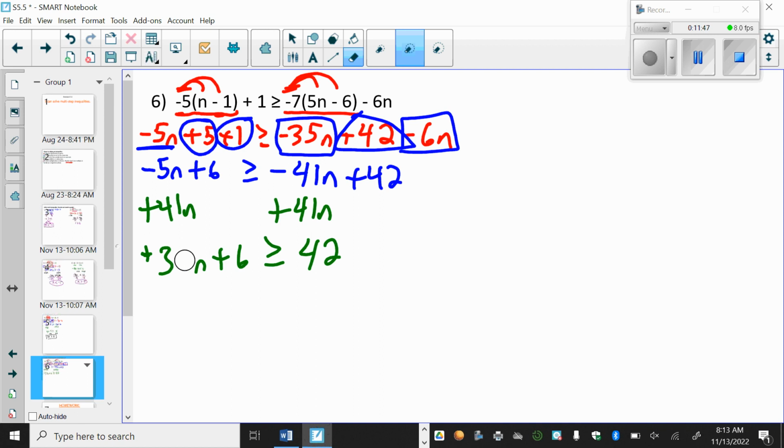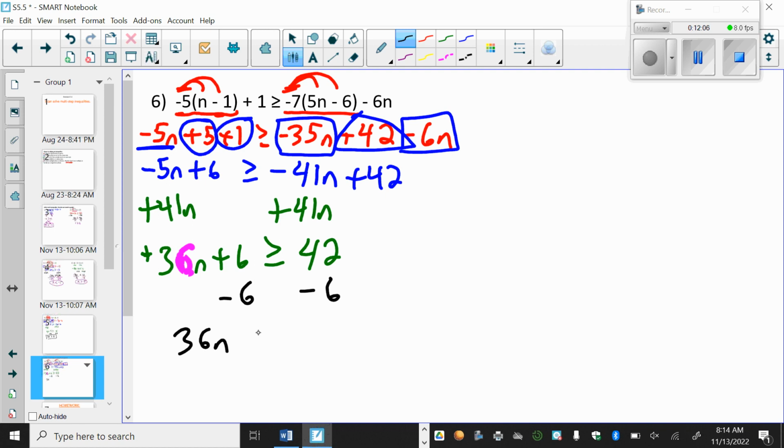Not 35. I'm going to do this in pink. We're going to make it 36 to show that that was where my error was. All right, so let's go back. Now I have this, so now I'm going to subtract 6. Now I have 36n is greater than or equal to 36. See, I went back and found my error. It was just a math error. You guys make these all the time. It's great to be able to fix them.